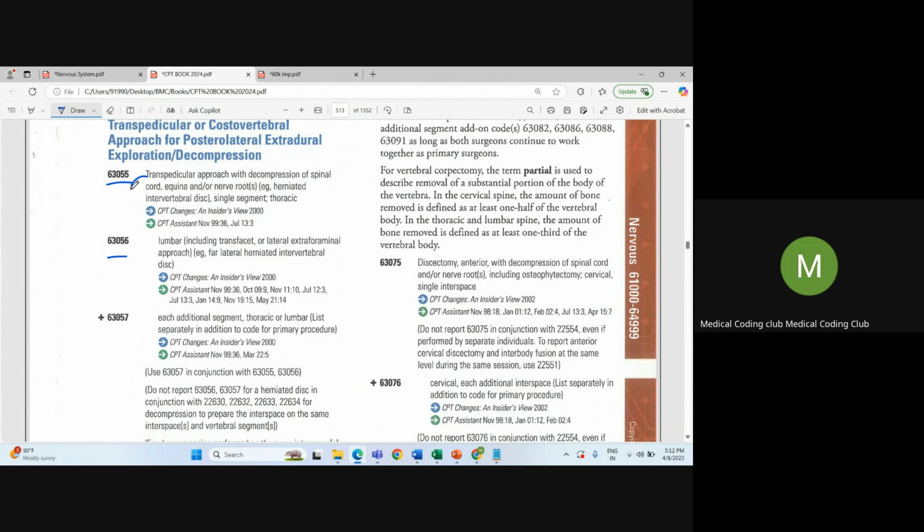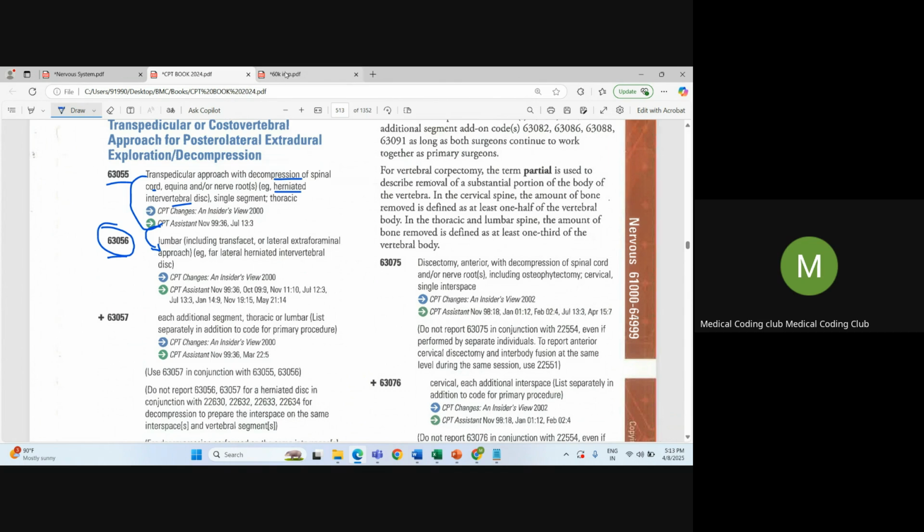So you can see 63056. Transpedicular approach with decompression of spinal cord on intervertebral disc, that is for herniated disc. So location is lumbar. And here 63056 covers a single segment. If they have mentioned multiple segments have been decompressed, you would have also added an additional code 63057. It covers each additional segment.